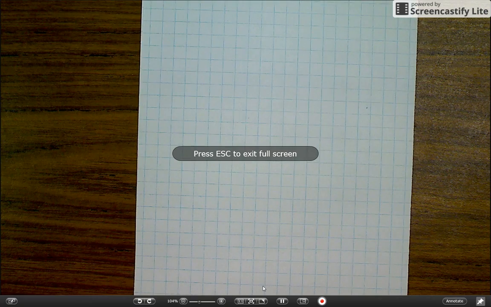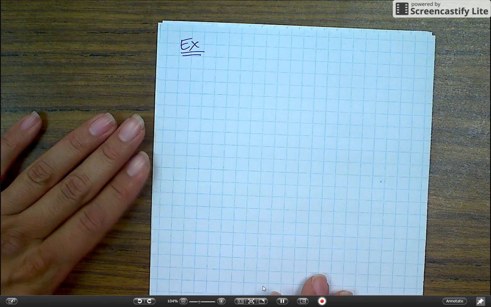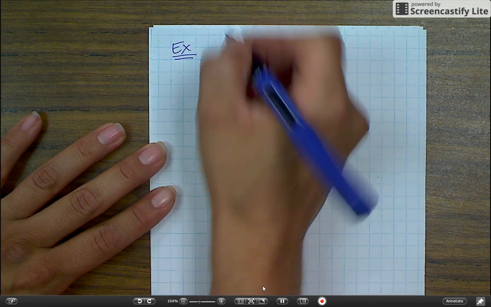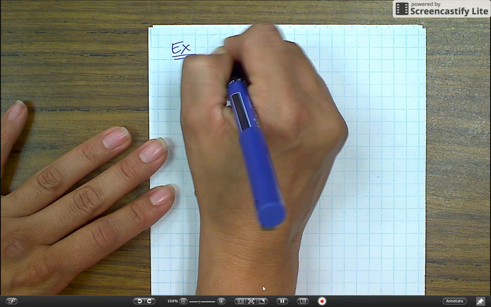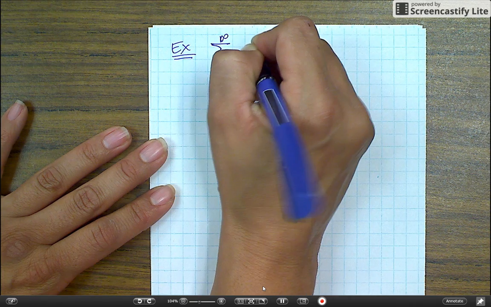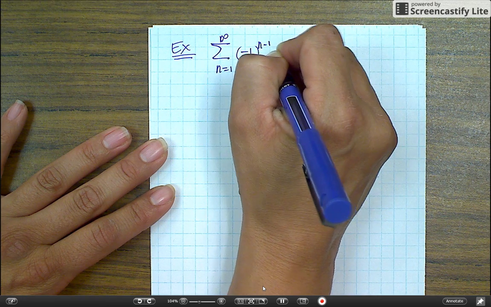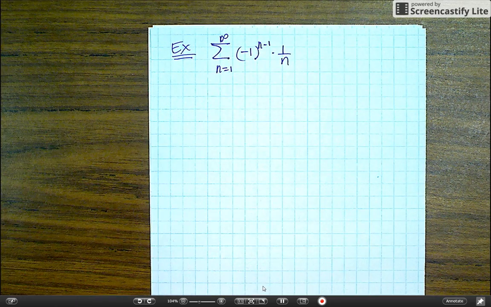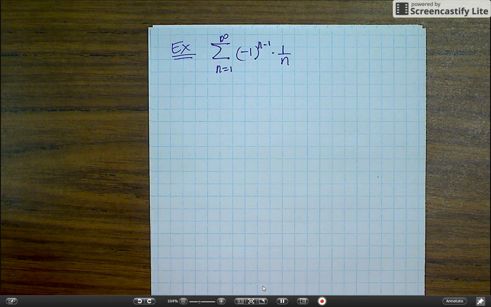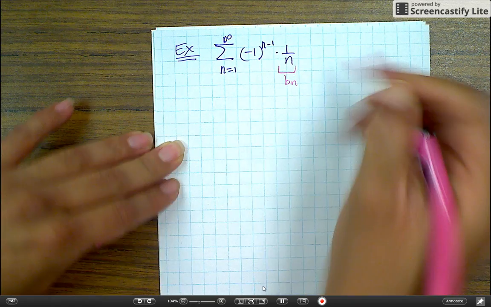Okay, so an example of the alternating series test. So let's see. Very good one. Okay, so we have the sum from n equal to 1 to infinity of negative 1 to the n minus 1 times 1 over n. Okay, so this right here is our Bn.